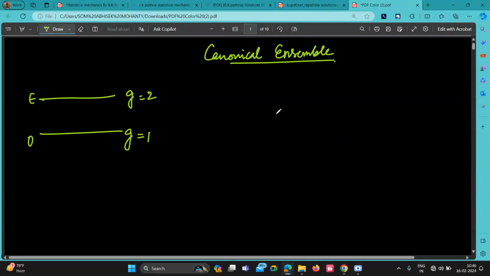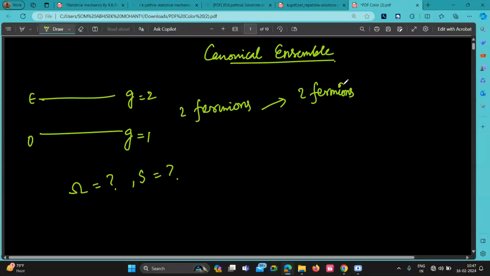Here you have two fermions. You have to arrange those two fermions in these two levels, and for that you have to find the number of microstates and entropy. So how will you do it? See, two fermions are there, and for fermions, we know two fermions cannot be in the same state. Okay, if the spin is not mentioned, can't it be in the same state?